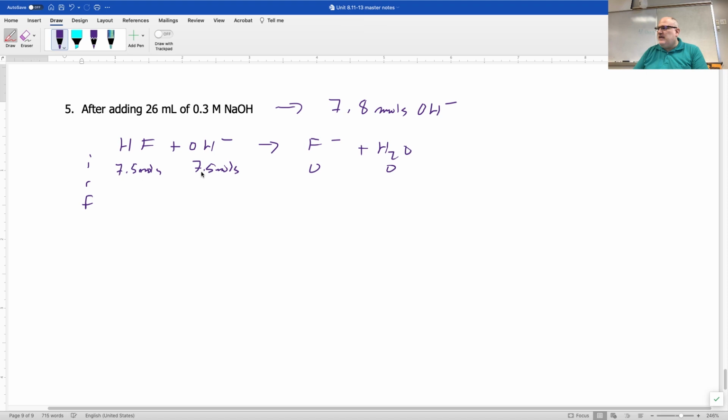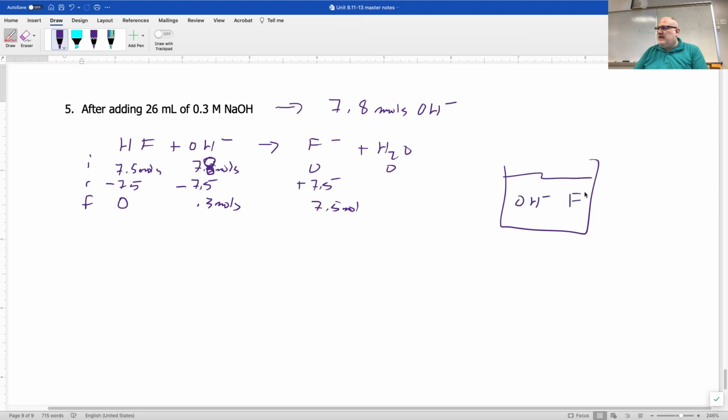Because you're good with math, you're going to realize that when I said 7.5, what I really meant is 7.8. So now the limiting thing is 7.5. I'm going to lose 7.5 here, and I'm going to lose 7.5 here, and I'm going to gain 7.5 here. The net result is I have 0 of this, I have 0.3 millimoles of pure OH minus, and I have 7.5 millimoles of my F minus. What that means is in my container, I have pure OH minus, and I have F minus, and I have water. Now, this pure OH minus is big dog.